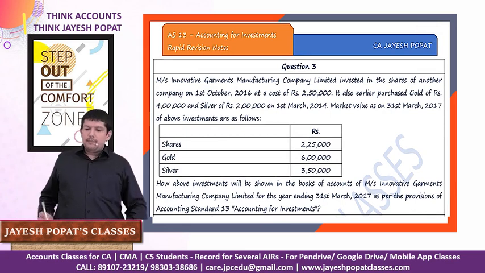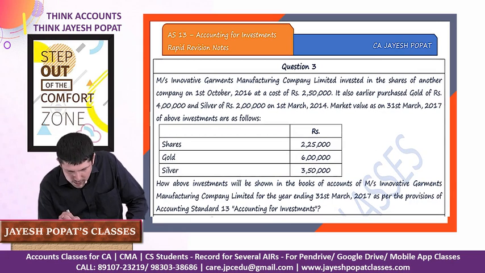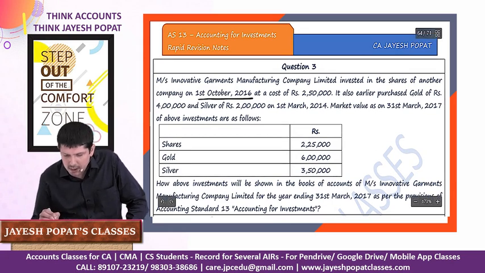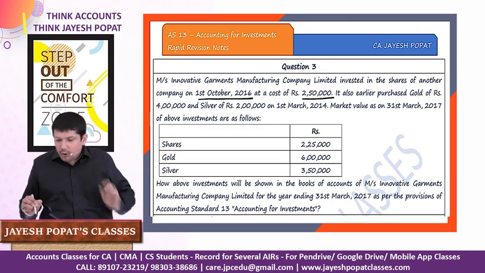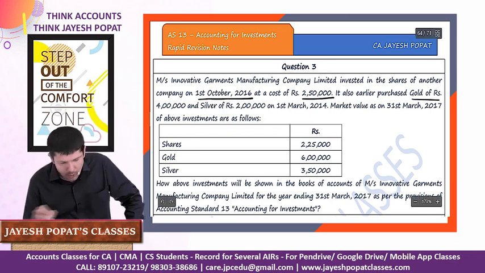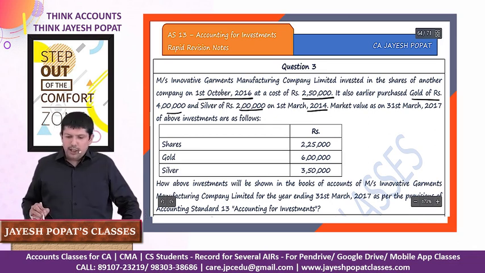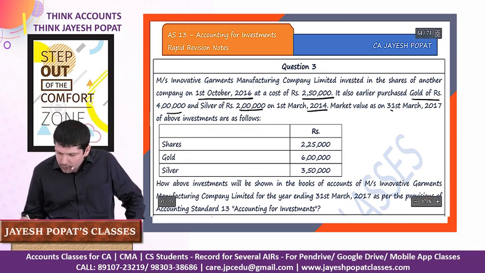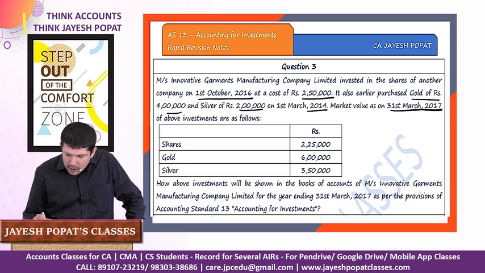Innovative Garment Manufacturing Company Limited invested in shares of another company on 1st October 16 at a cost of 2,50,000. It also earlier purchased gold for 4 lakh and silver for 2 lakh on March 14. The market value of all these on 31st March 17, which is the current period, is: shares 225.